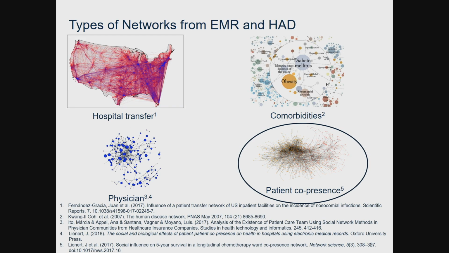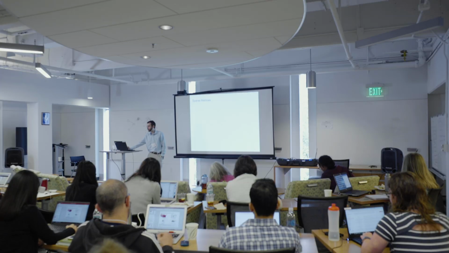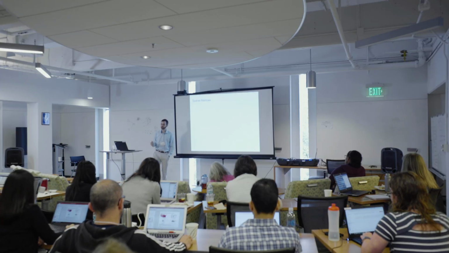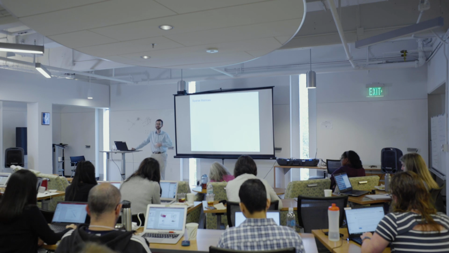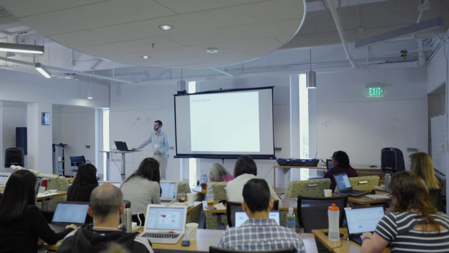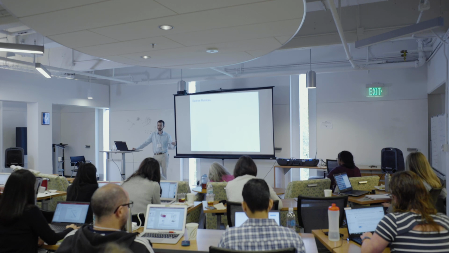So again, all of these networks are unimodal projections from the bipartite matrix. The hospital transfer network is patients and hospitals. The comorbidities network is patients and diagnoses. The physician network is physicians and patients, et cetera. So you can take all of these, and depending on your research question, condense and collapse them down into their unipartite projection and then do analyses on them. One issue here is that because you're doing matrix multiplication, and electronic medical records have tens or hundreds of thousands of observations, the matrix multiplication can take a really long time.